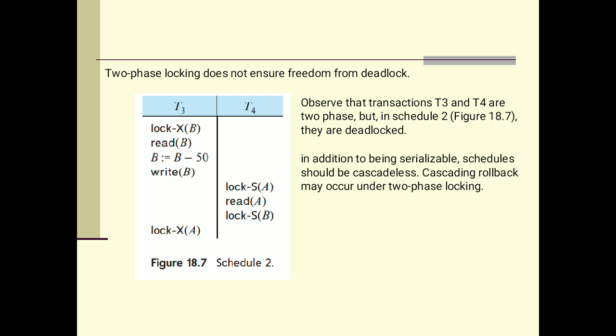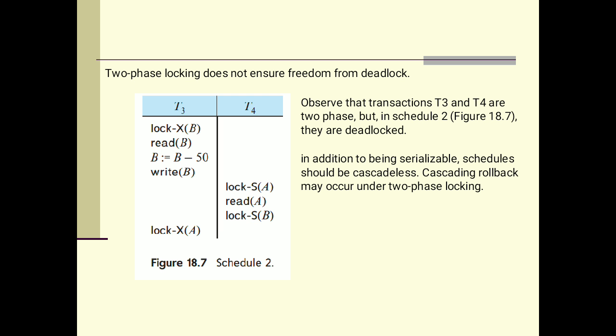And if we don't unlock for an infinite amount of time, then no other transaction can access the B account and A account. So deadlock may occur in the system. So we can observe that the transactions T3 and T4 are two-phase in schedule 2, but they are deadlocked.